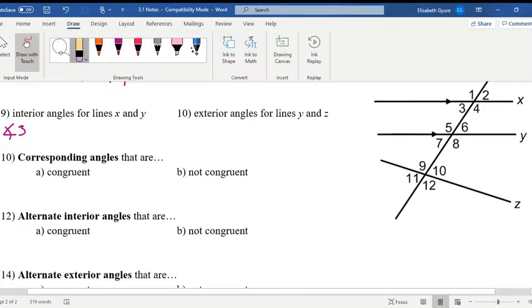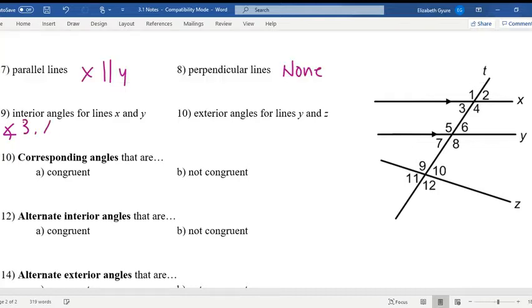I have a lot of trouble drawing 3s with this stylus. I don't know why. 3, angle 4, angle 5, and angle 6.